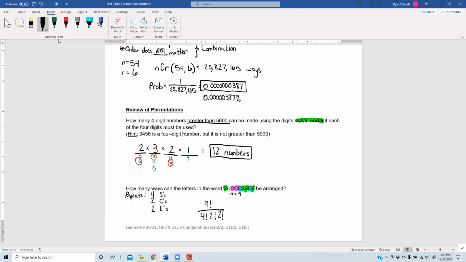If we put all this in the calculator, I showed y'all how yesterday. I'll just reiterate, make sure you either put the bottom in parentheses, the whole bottom, or you do control divide. If you're hearing this and you're like, huh? Go back and watch yesterday's video. It's in there, I promise. So put it in the calculator, you get 3,780 ways. Unique ways, I should say.